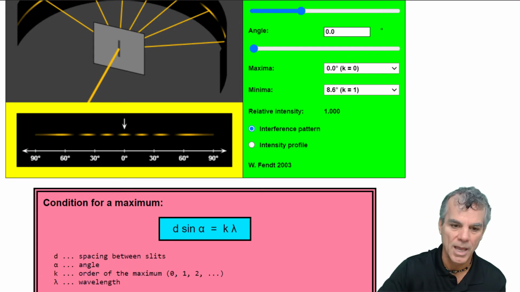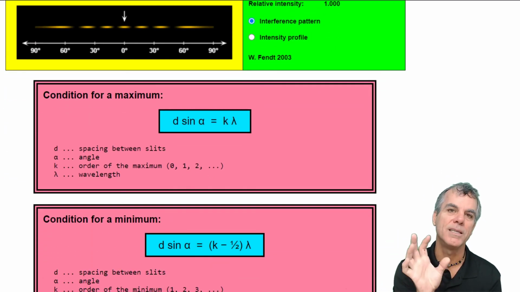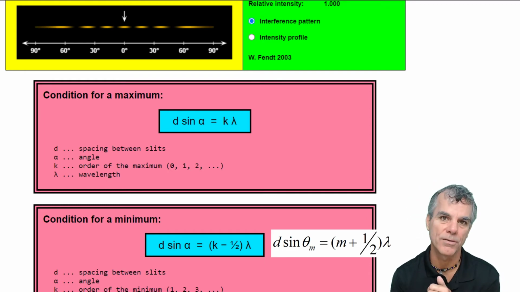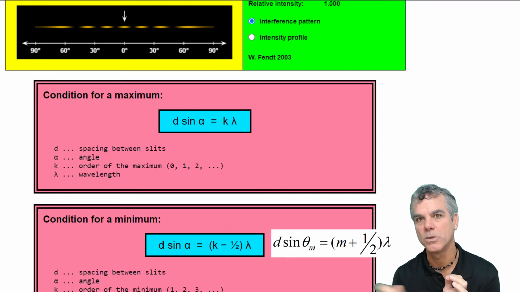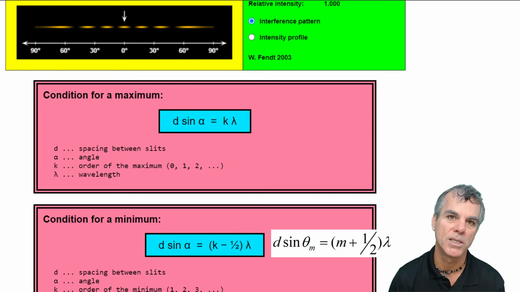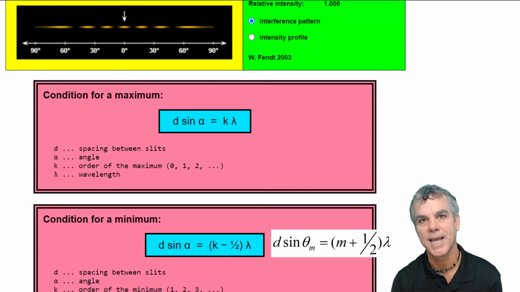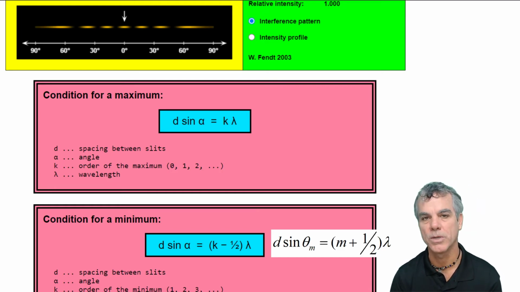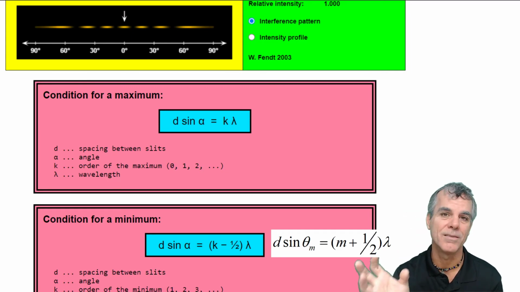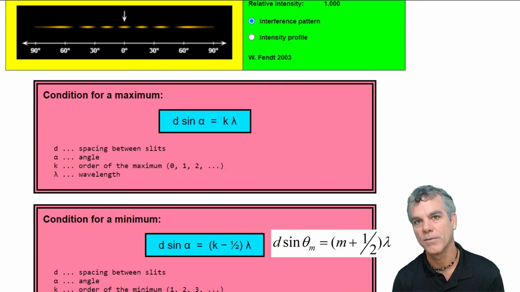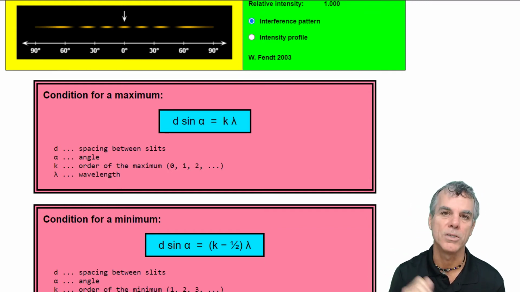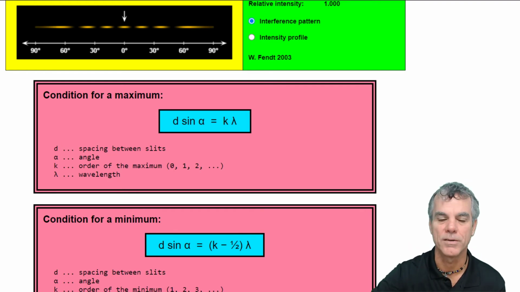And then also, instead of d sine theta equals m plus a half lambda for the condition of the dark fringes, where m equals 0, 1, 2, and so on, this simulation is using d sine alpha equals k minus a half lambda, where k is 1, 2, 3, and so on. We still get the exact same condition that d sine of the angle is equal to a half a wavelength, or 3 halves, or 5 halves, and so on for dark fringes, for destructive interference.